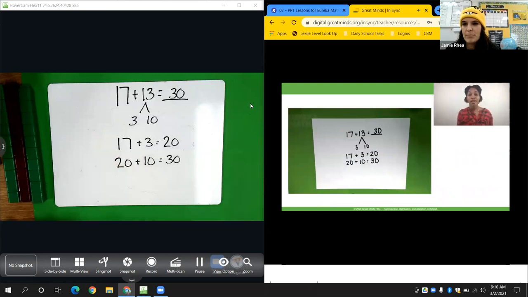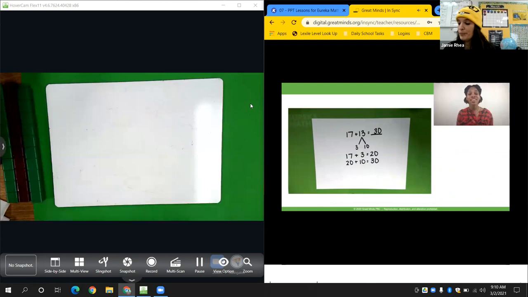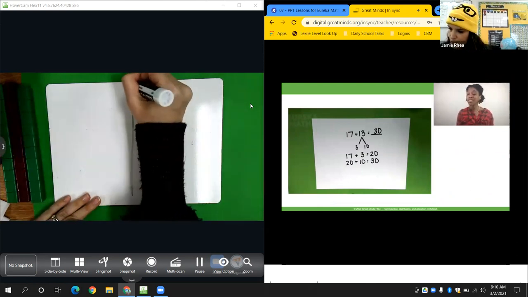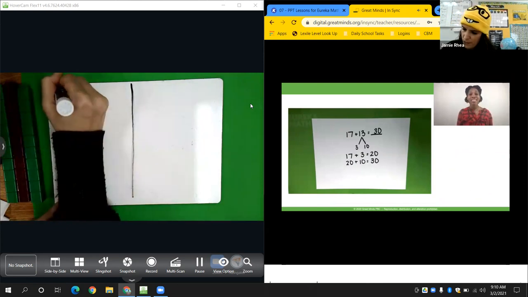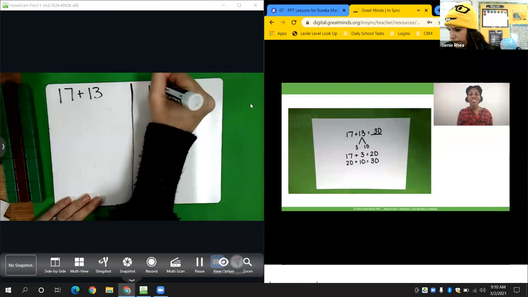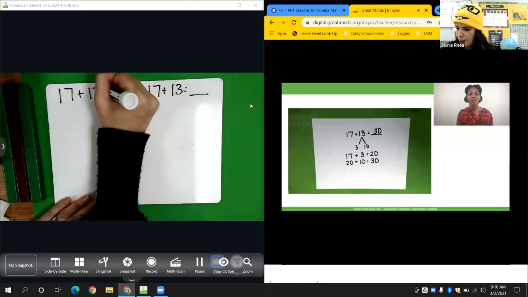You may remember that before, we wrote our number bond as 10 and 3. Here, we had planned to add the 10 first. But now, I broke apart our number bond into 3 and 10. Because this time, I want to add the ones first. So I will add the 3.